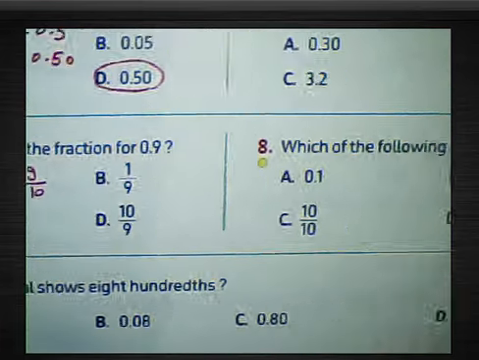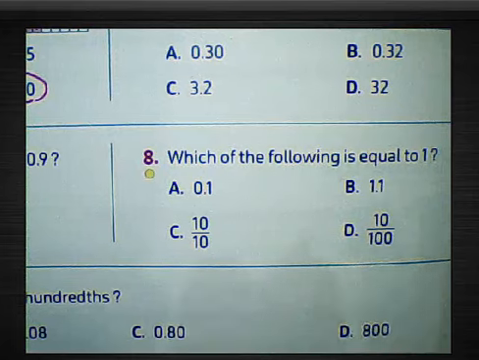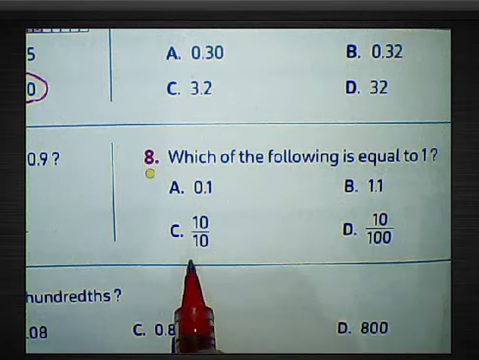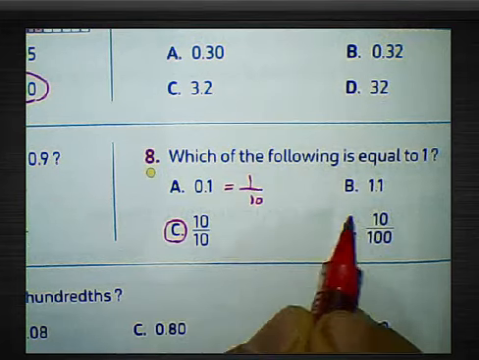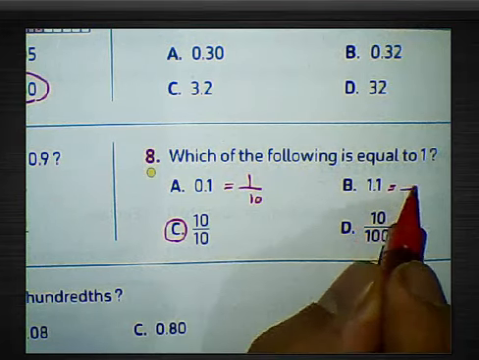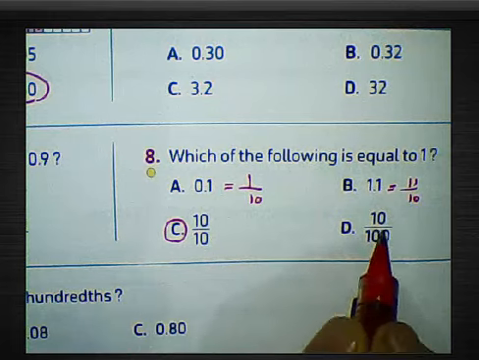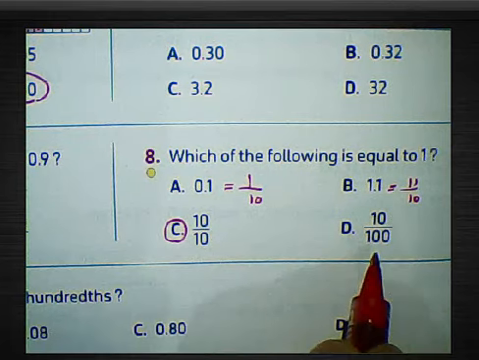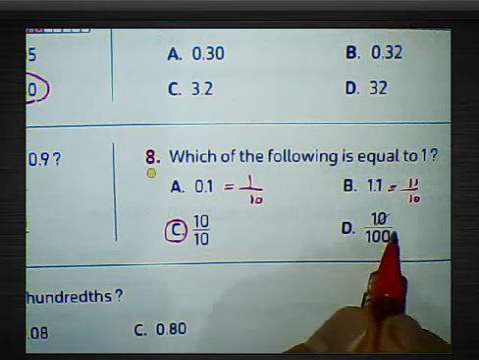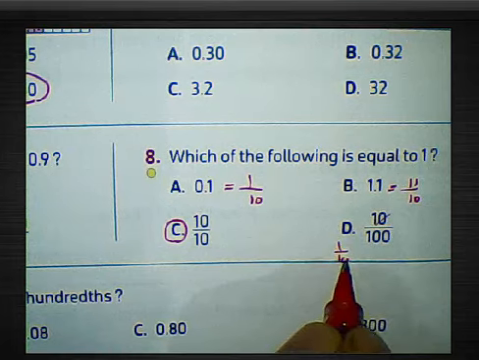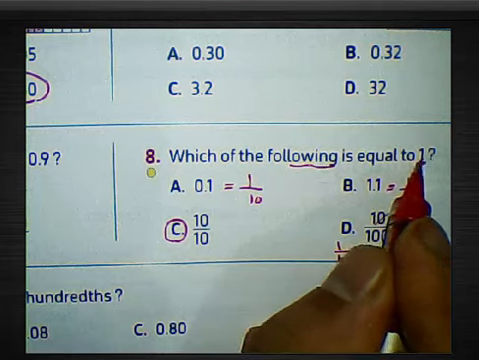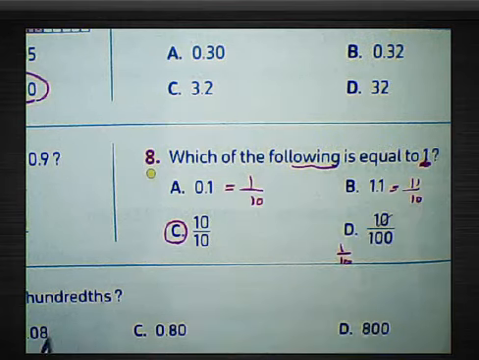And which of the following equals 1? 10 over 10 equals 1, but 0.1 will be 1 over 10, and 1.1 will be 11 over 10, and 10 over 100 we can simplify by dividing the numerator and denominator by 10. The result will be 1 over 10. So the whole one here is 10 over 10.